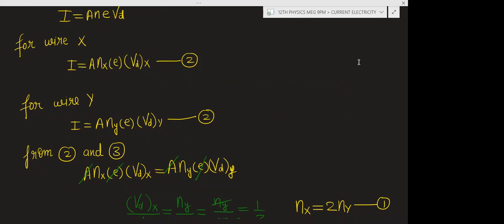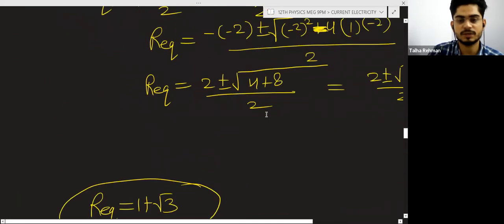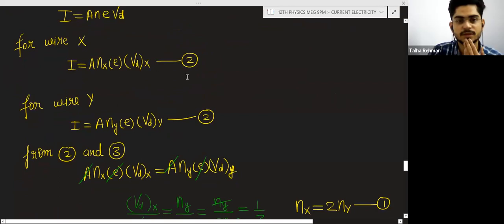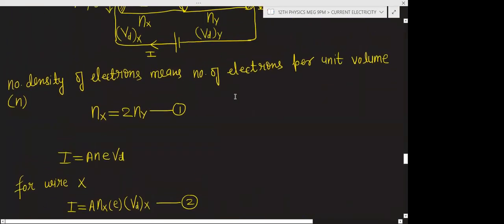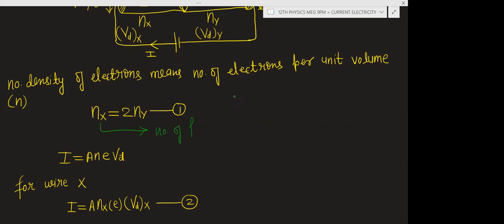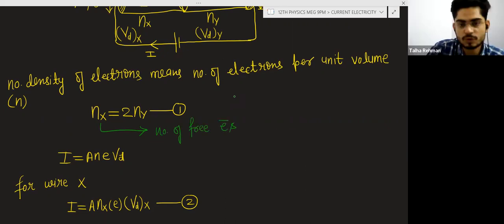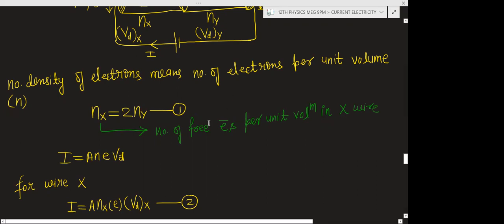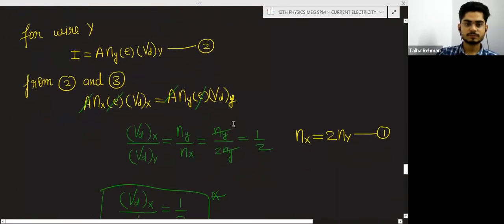Sir, can you show the first one, number one? No, not this one, sir. Down. Equation one, that's two. Yes, this one. And this nx is the number of free electrons per unit volume in conductor X, or you can say in wire X. Okay, done. So each and everything is clear now, I think.